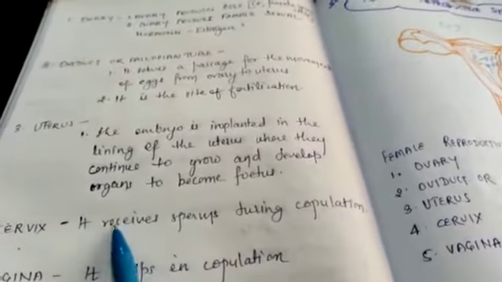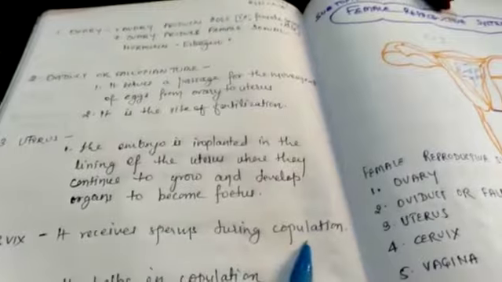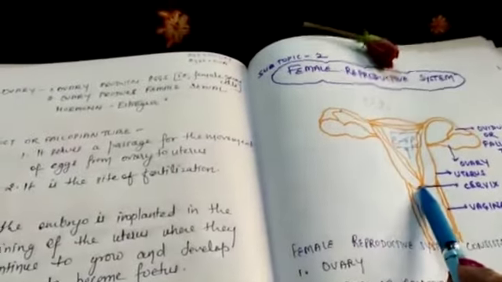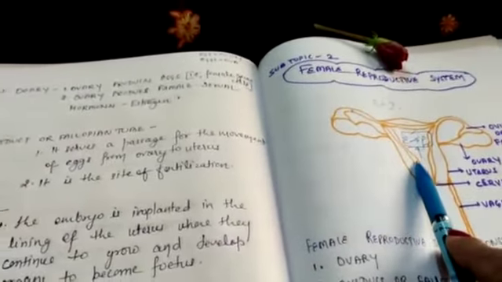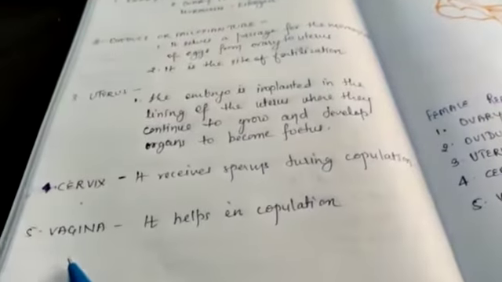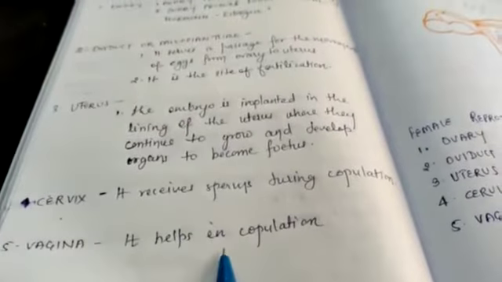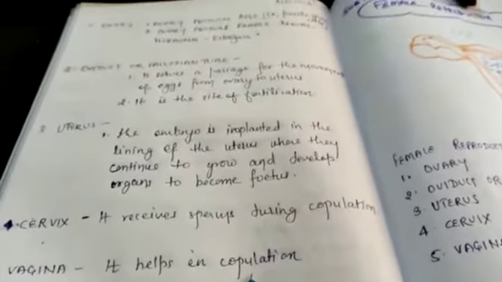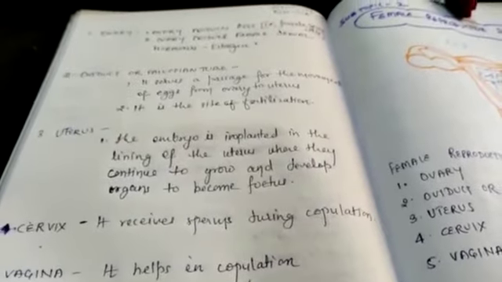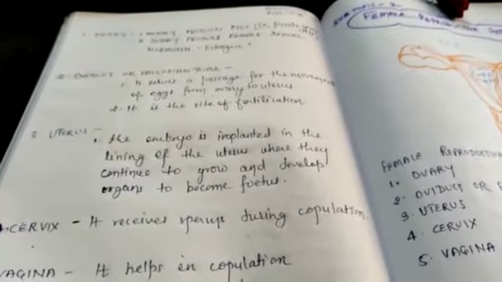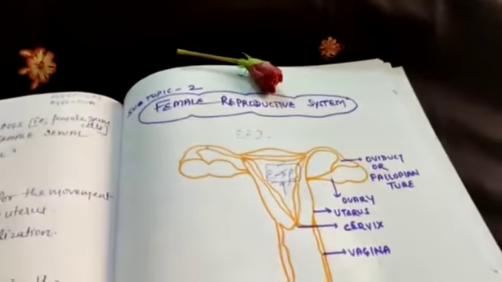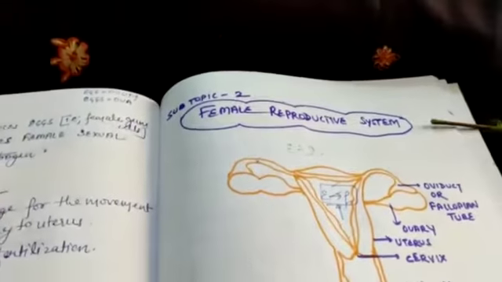So the cervix receives sperm during copulation, right? The function of the cervix is to receive sperm during copulation. And number five is about the vagina. The vagina helps in copulation. So this is the organ of copulation, meaning sexual intercourse, in the female. This is all about the female reproductive system.